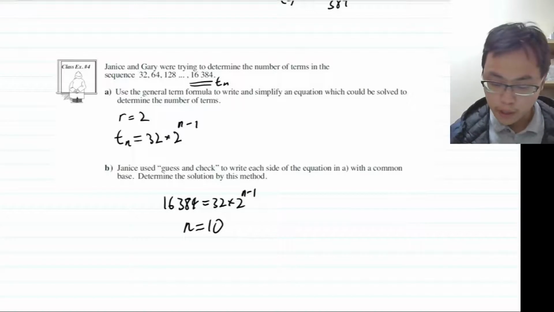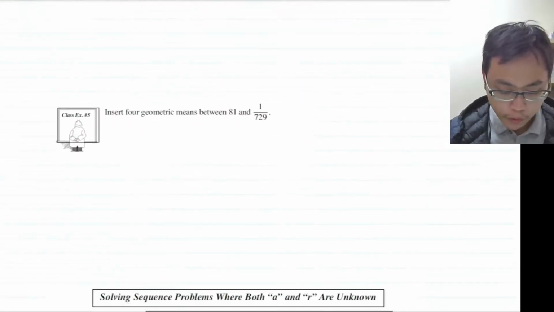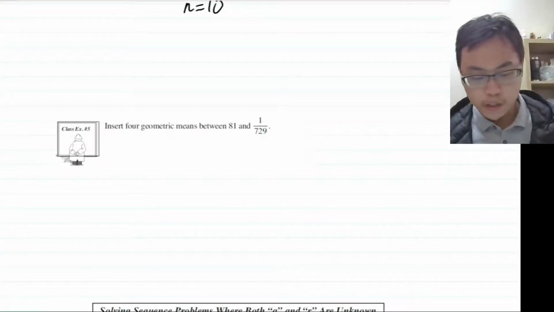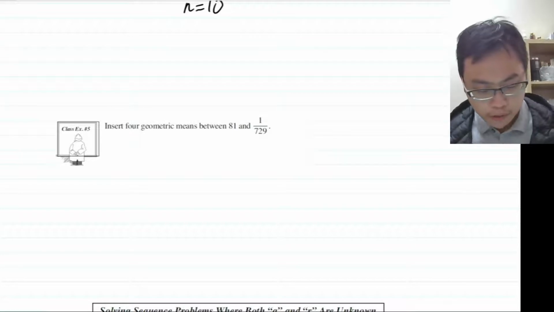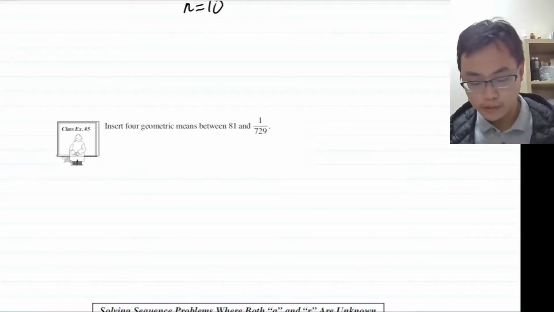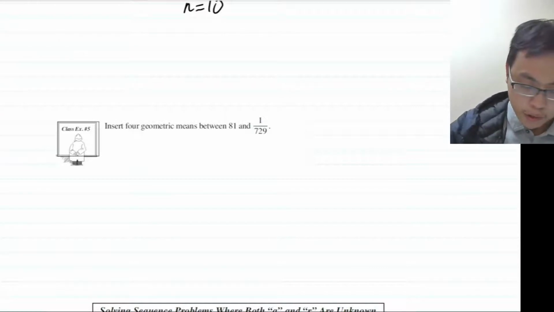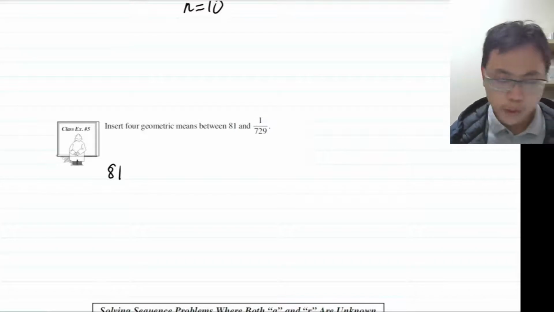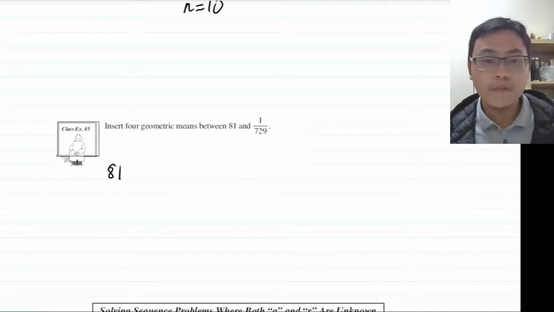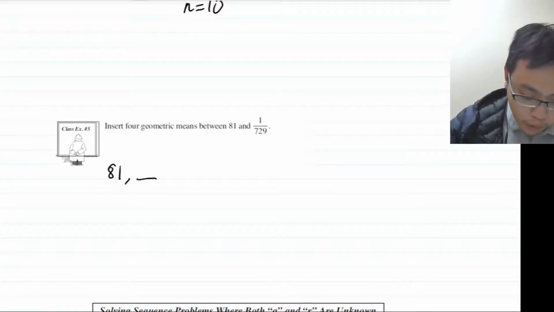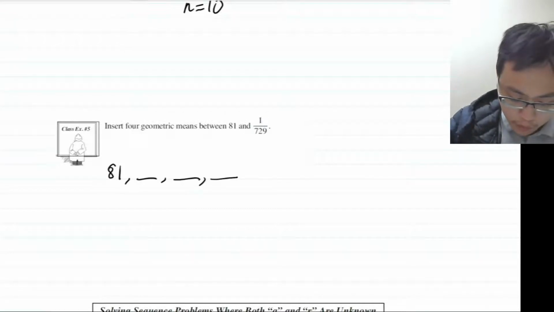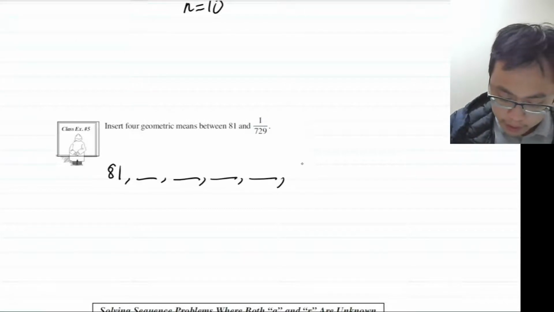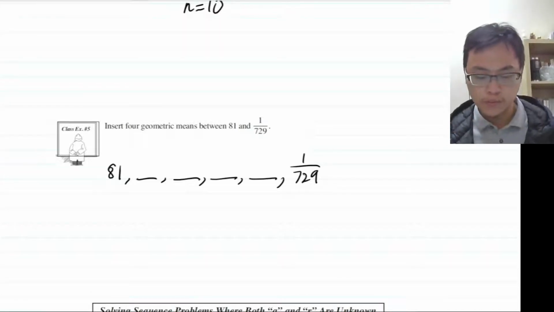Okay, so let's move on to another example. Now this one is the geometric means. For the geometric means, insert 4 geometric means between 81 and 1 over 729, which means that there are going to be 4 numbers in between. So we're going to have 81 over here. I don't know which term number it is. It doesn't have to be the first term, but there's 1 term here, 2 terms here, 3 terms here, and 4 terms here. And then the 5th term after 81 is going to be 1 over 729.